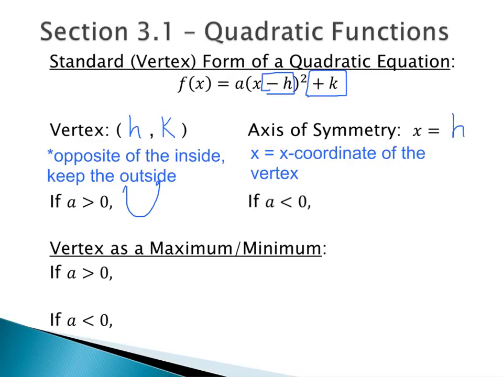If a is greater than 0, meaning that a is positive, the parabola would be facing upward. I like to say that he's happy. Positive means that he's happy, so you make the happy face. If a is less than 0, which means that he's negative, it would be facing downward. So if it's negative, he's sad. He makes a sad face.